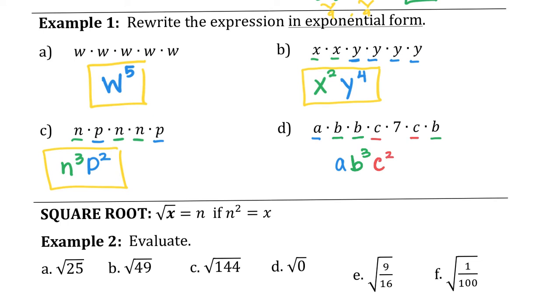And then I have this coefficient of 7. Since 7 is an actual number, the number always goes in the front, and we call it a coefficient. So even though it came last, I always put the number in the front. So 7a, b to the 3rd, c squared. The 7 has to be in front, but these 3 variables, they could be in a different order, and it would still be correct.